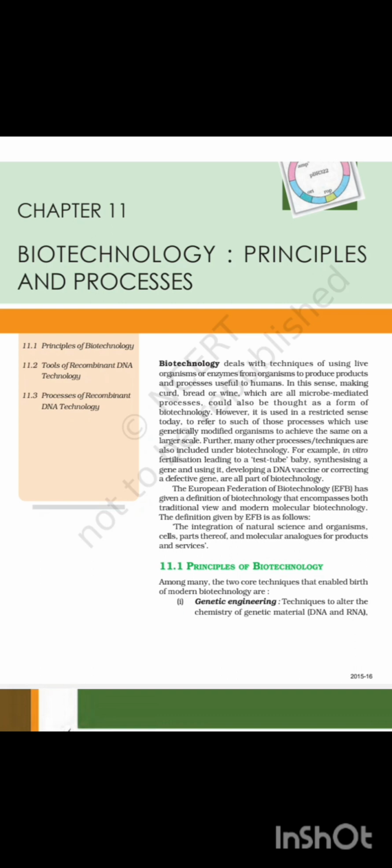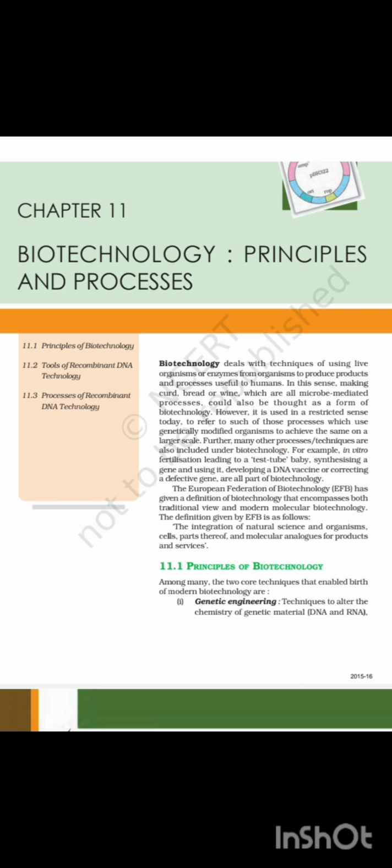In this sense, making curd, bread, or wine, which are all microbe-mediated processes, could also be thought of as a form of biotechnology. However, it is used in a restricted sense today to refer to those processes which use genetically modified organisms to achieve the same on a large scale.